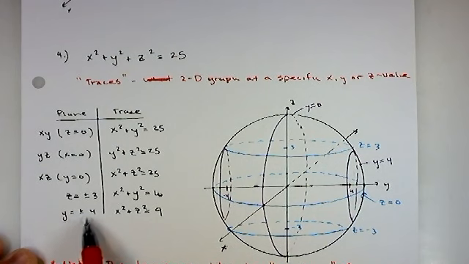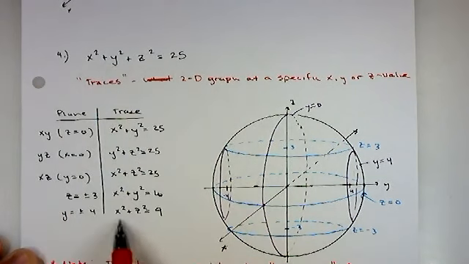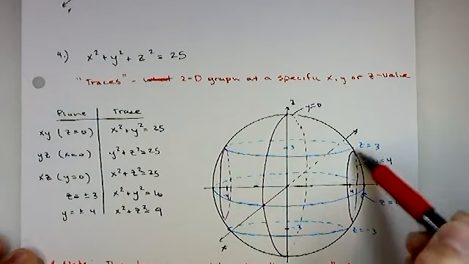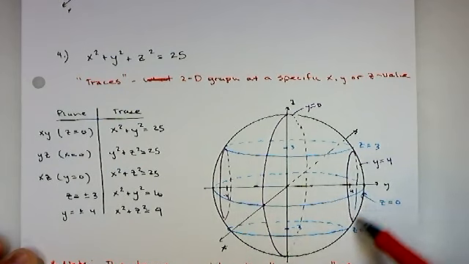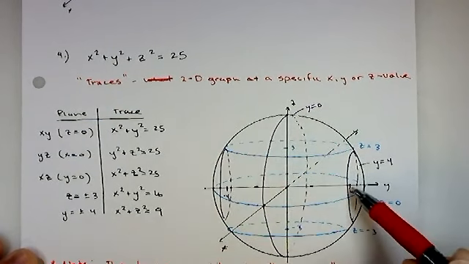I also did a couple traces for y equals plus or minus 4, and that would give you 16 if you plug it in here, subtract that over, and you get a circle with a radius of 3 at y equals 4 and y equals negative 4. So those would be these vertical circles going around the y-axis at y equals 4 and y equals negative 4.